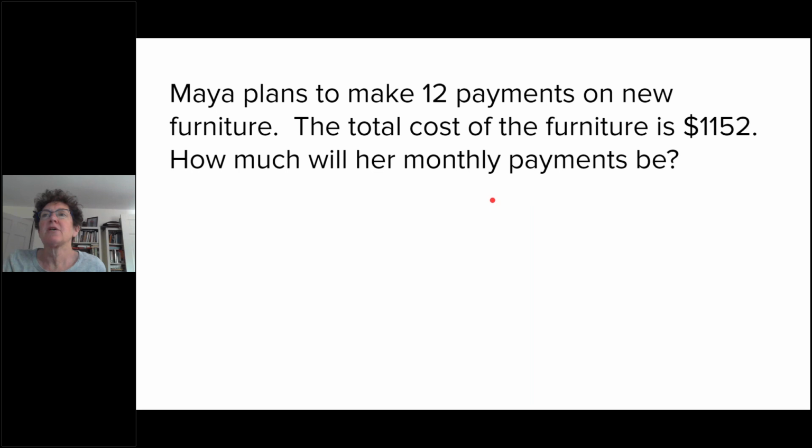Maya plans to make 12 payments on new furniture. The total cost of the furniture is $1,152. How much will her monthly payments be? So I'm going to encourage you to take a minute and draw out a picture that would tell you what's going on with this. And I'm going to do the same thing. Let's compare what our pictures look like.